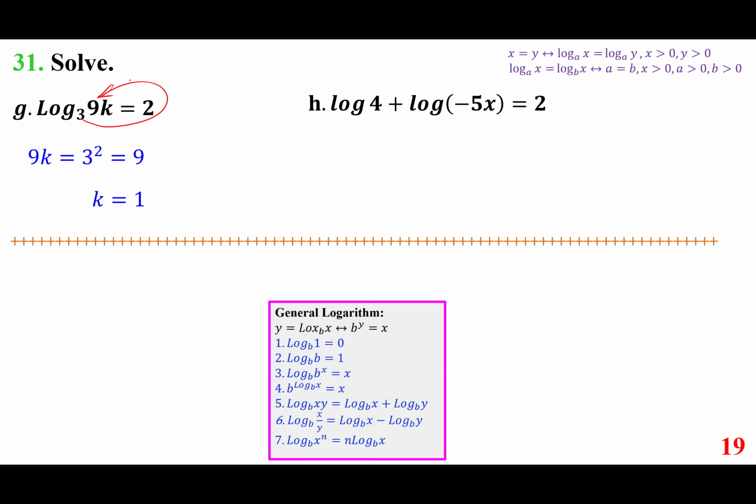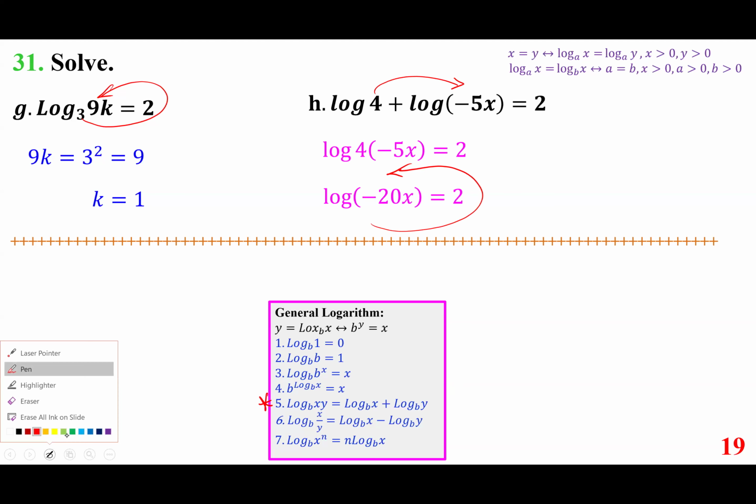For part H, first we use the product rule to put these two together. 4 times negative 5x makes it negative 20x. So log of negative 20x equals 2. And then we go by definition. Remember, when we don't have a base, the base is 10.